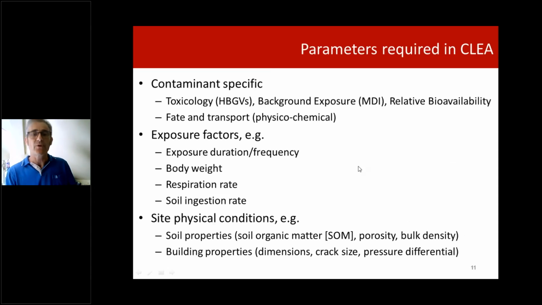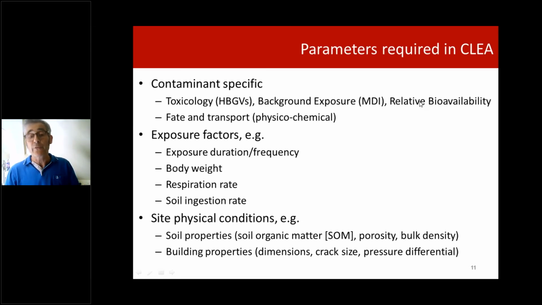Okay, so that's the top 2 produce types. I've not gone through all the equations. I'll touch on vapors later on in the webinar. But needless to say, because you've got these 9 different pathways, all of which have different equations and different parameters, you end up with the CLEA model needing a lot of different parameters. So you've got contaminant-specific parameters. You've got your health-based guidance values, of course, which CLEA certainly needs. For some of the contaminants, you will also need background exposure. I'll explain about that in a second. And you also need your relative bioavailability for the oral and inhalation pathway. So that's your toxicological stuff.